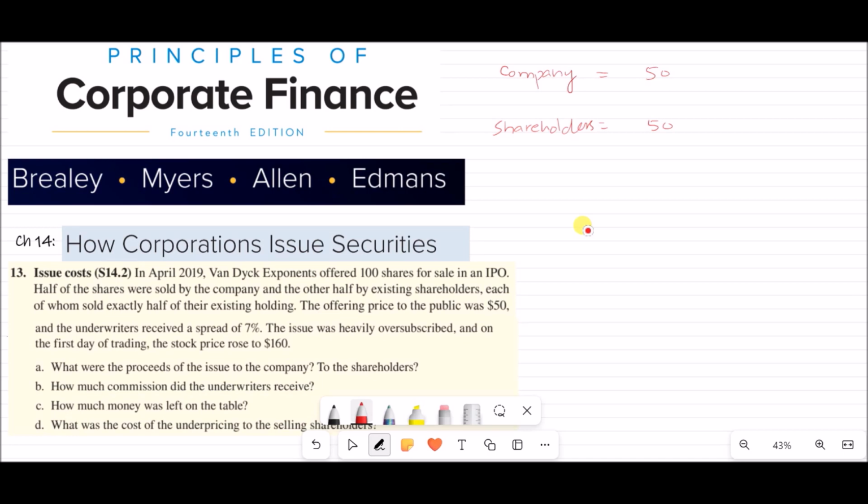The offering price to the public was 50, and the underwriters received a spread of 7%. The issue was heavily oversubscribed, and on the first day of trading, the stock price rose to 160. So, requirement number one, what was the proceeds of the issue to the company and to the shareholders?